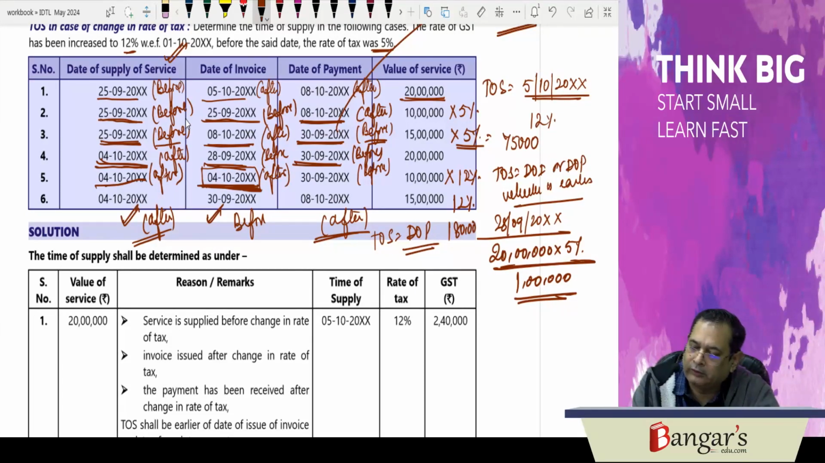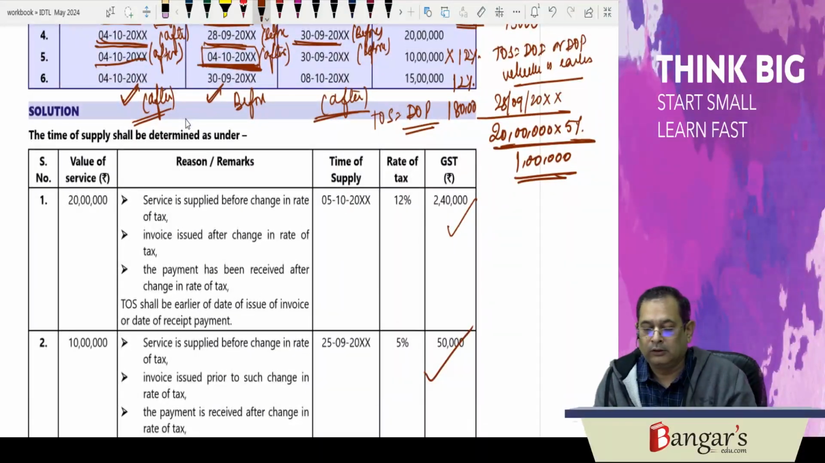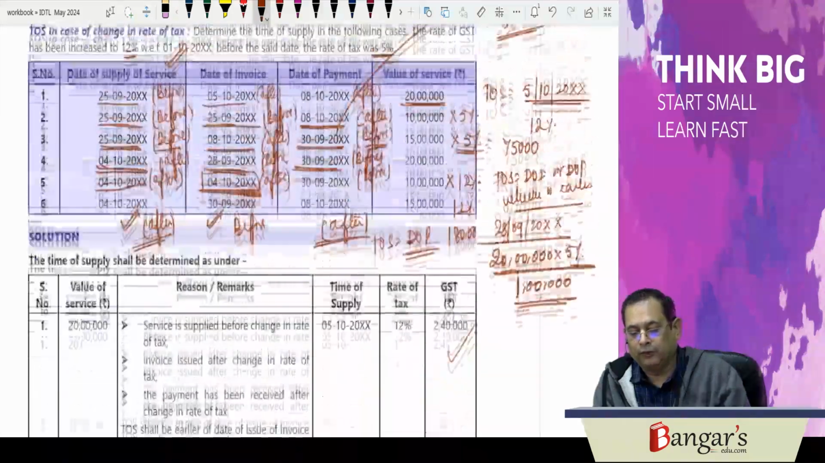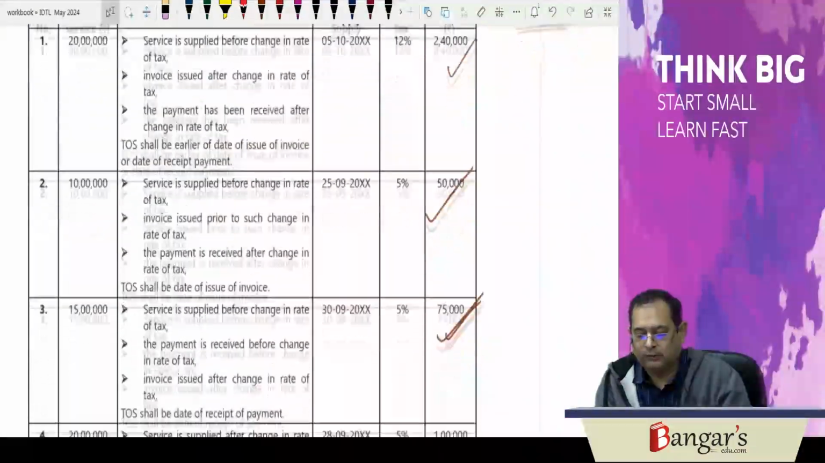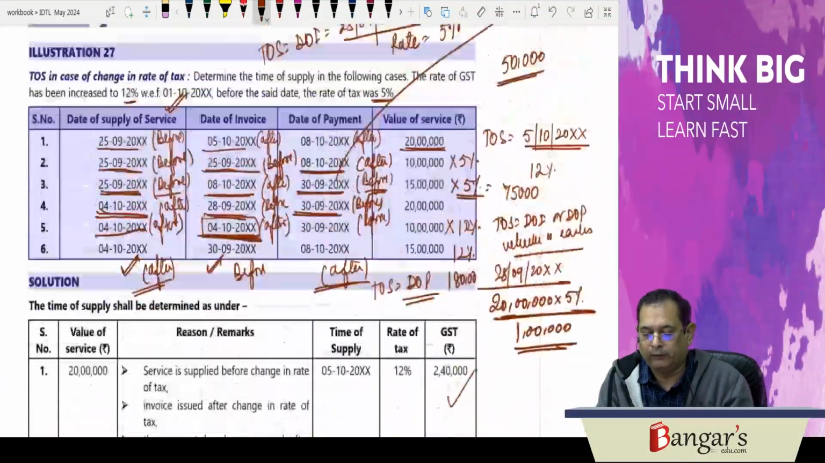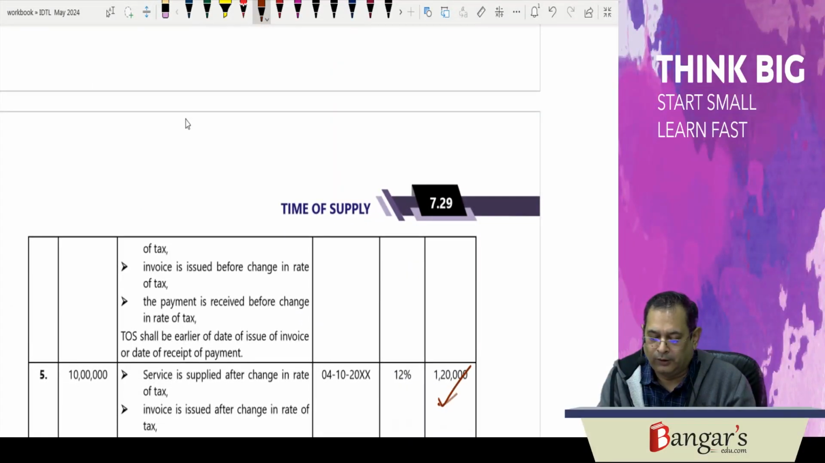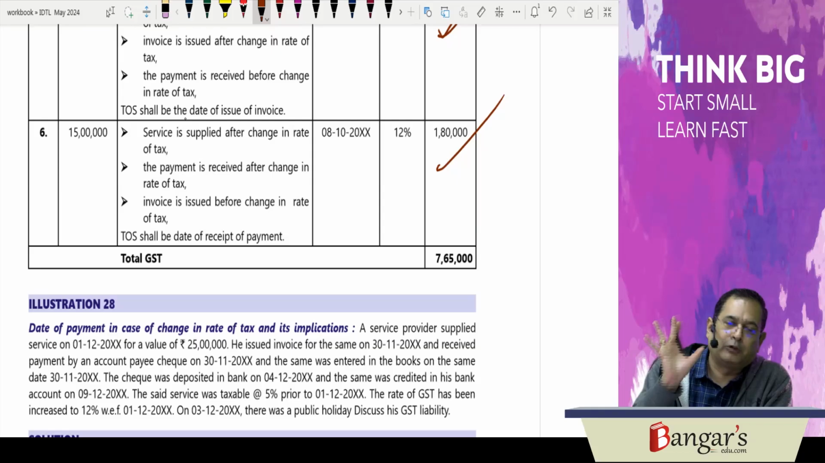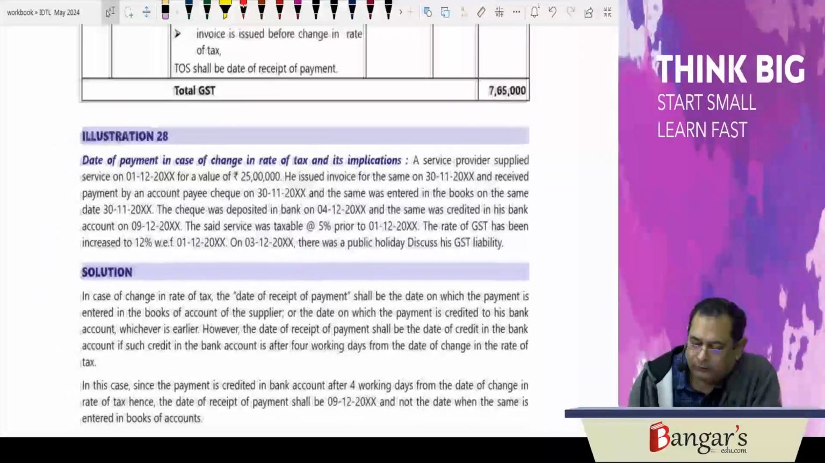So in the first case we have seen 240, then 50,000, then again 75,000, then we have seen the old rate here, 1 lakh, and then 12% new rate, 120 and 180. Okay, so this way you have to see the majority rule. Next, let us see the next question.